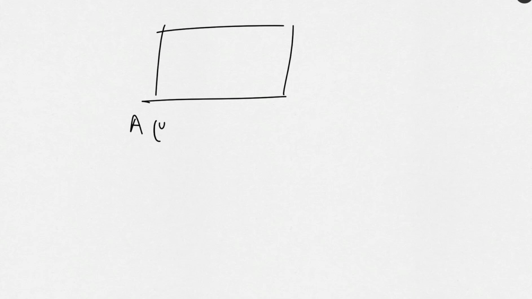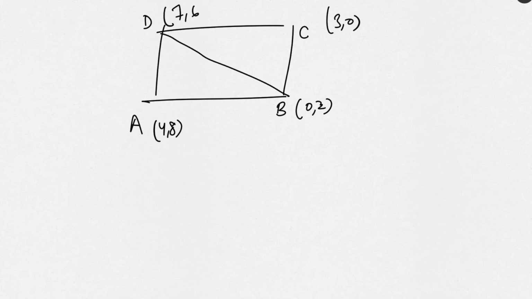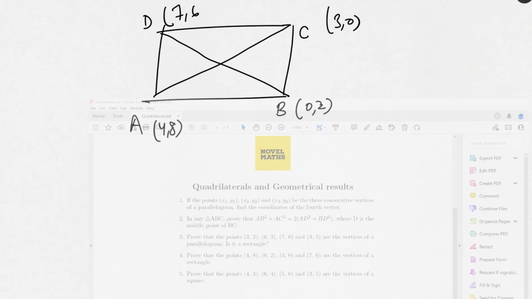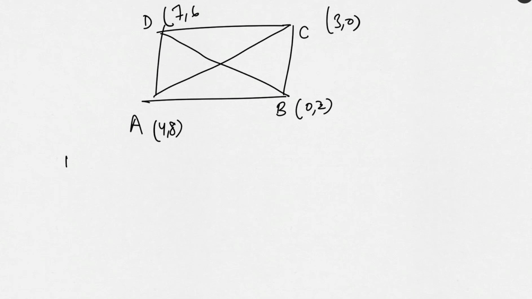A is (4, 8). B is (0, 2). C is (3, 0). D is (7, 6). Let's see the midpoint of the diagonals. Not the midpoint, we just need to, what was the question? Rectangle, right? To prove that it is a rectangle, we just need to prove that the diagonals are equal. Okay, what is AC?